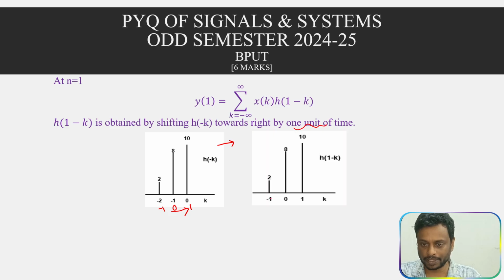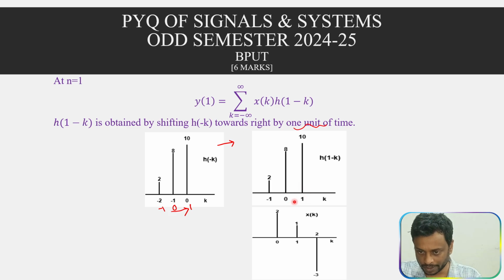You can see at minus 1 the value is 2, at 0 it is 8 and at 1 it is 10. Okay. So h of minus k will be shifted towards the right by 1 unit in time. Okay. So let us multiply it to the x of k. Okay. So this is our x of k. Let us multiply it. You can see there are common samples at 0 and 1 between these two. So you can multiply 2 into 8, then you can multiply 1 into 10.